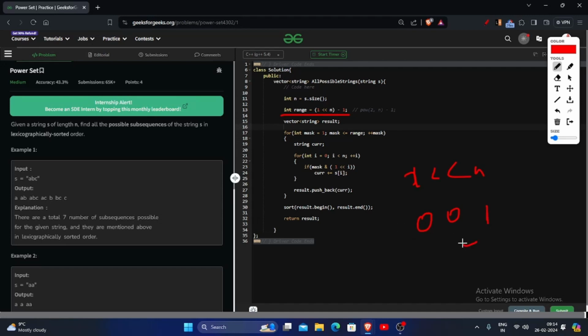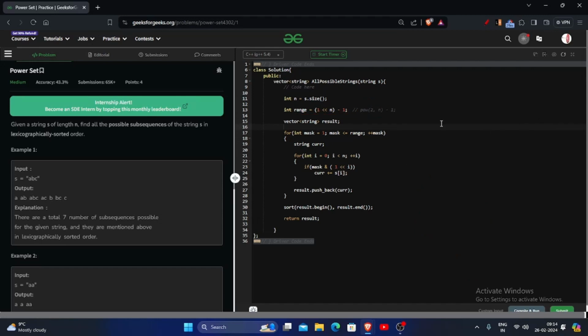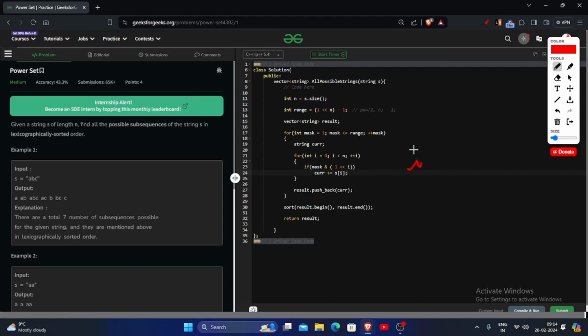So we are moving. And when we do left shift, it is actually multiplying by 2. You can do the same thing using power 2 raised to the power n. And this one, we are looking if the ith bit is set in my mask. Mask is nothing but the binary representation of these.